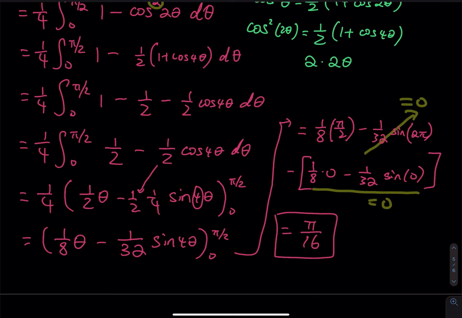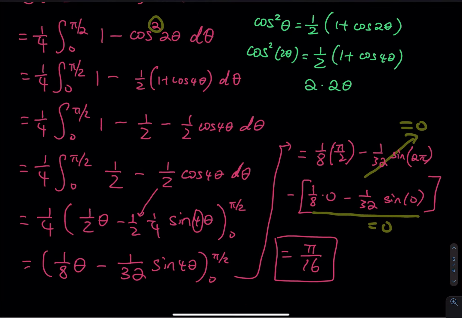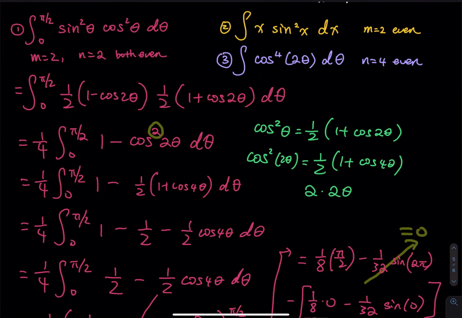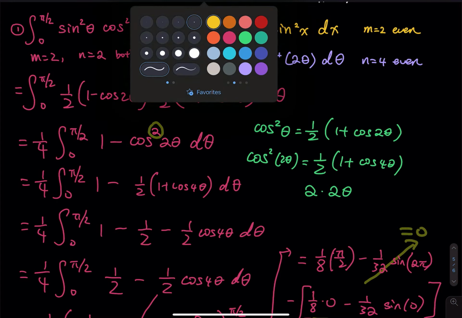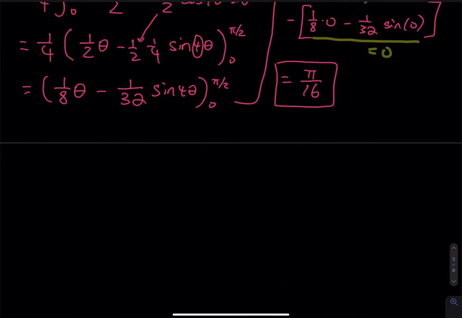All right, we have to move on to the next one. Let's go back and take a look at that really quick. So we have the integral of the yellow one, x times sine squared, and after that, we have a cosine to the 4th power of 2 theta. All right, let's take care of the yellow one. So we have the integral of x times sine squared x dx.